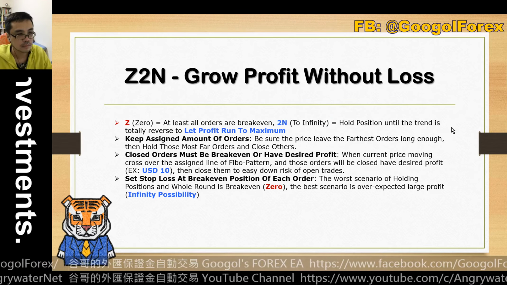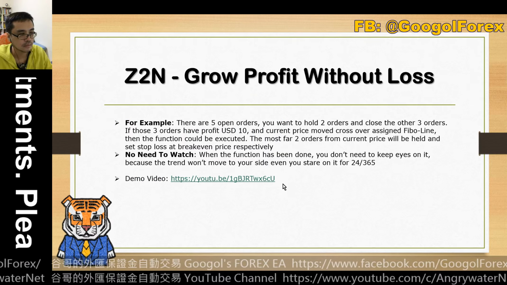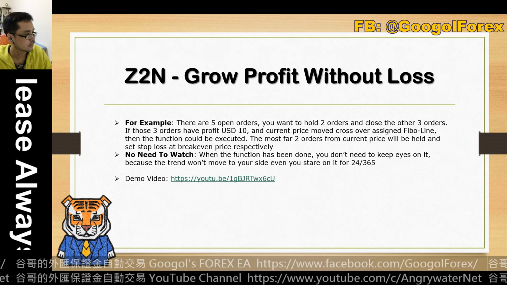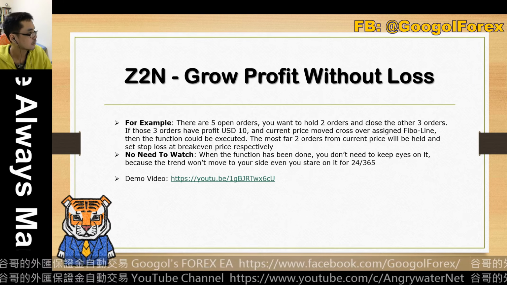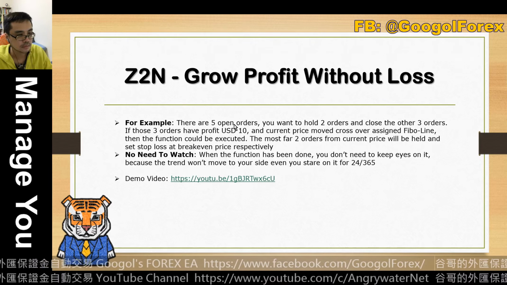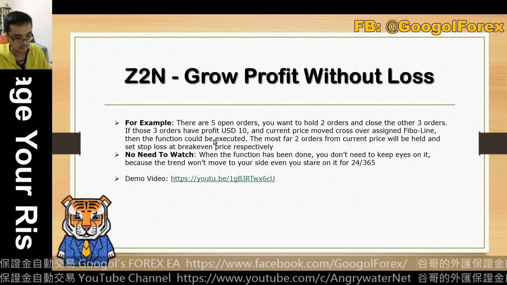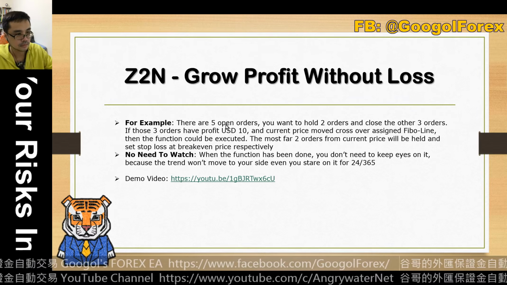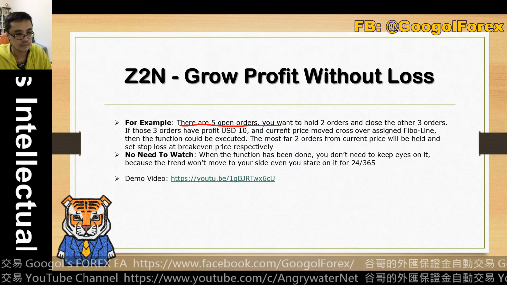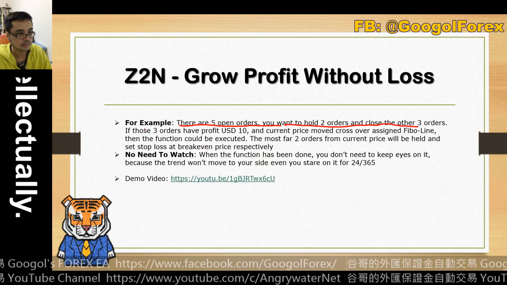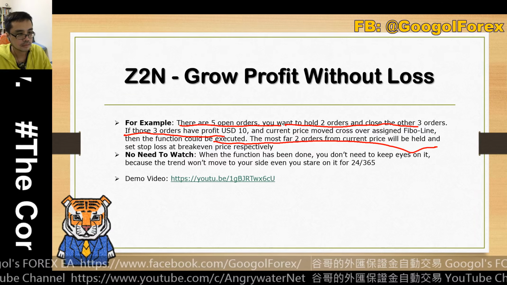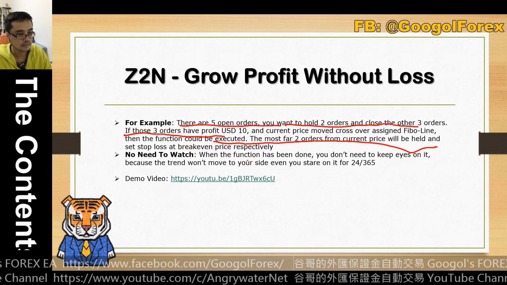When your order sets start to get some profit after a long time of floating loss, you can use the Z2N function to close some orders and keep the others which are in profit. For example, there are 5 open orders. You want to hold 2 orders and close the other 3 orders. If those 3 orders have a profit of $10 and the current price moved across the assigned Fibo line, then the function could be executed. The farthest 2 orders from the current price will be held and have their stop loss set at break-even price respectively.